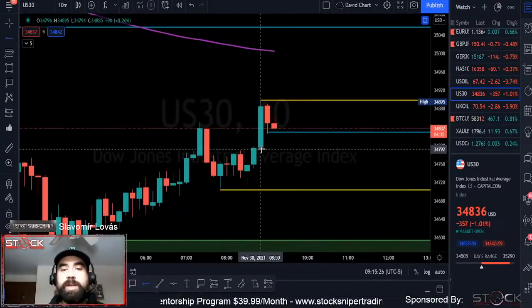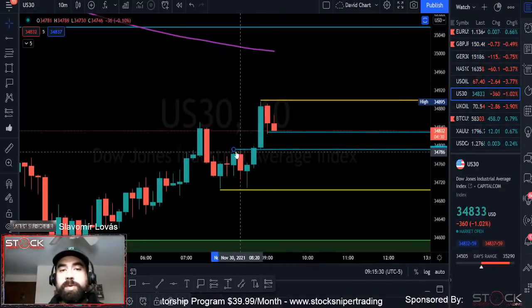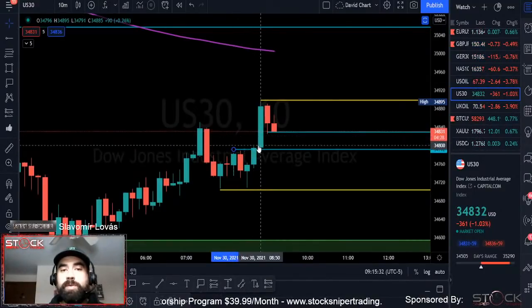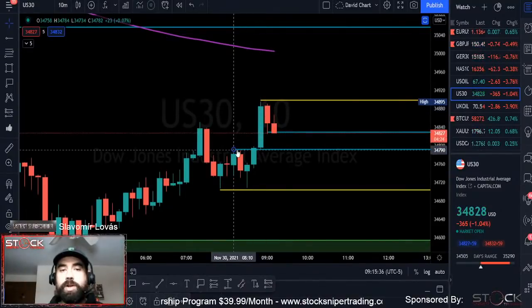Gather another key area. This is the neckline break right here. So if I were to drag this across, you can see that's where it was holding previous resistance. It broke above, retested, held support, and that's why you're getting your overall continuation on US 30.